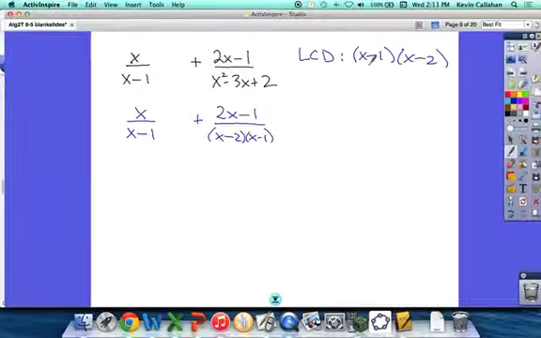Okay, what do I have to multiply the first fraction by so that it has the common denominator? I mean, this is the common denominator. This one's missing the x minus 2. So multiply by x minus 2 over x minus 2. Okay, so now everything has the same denominator, and that is x minus 2 times x minus 1.